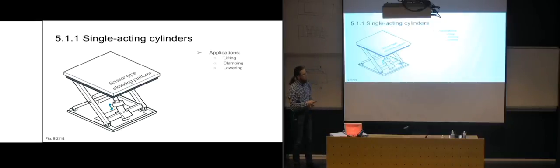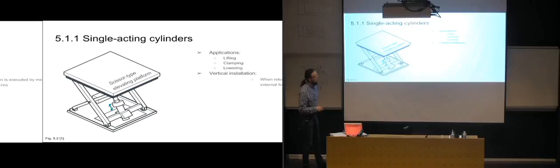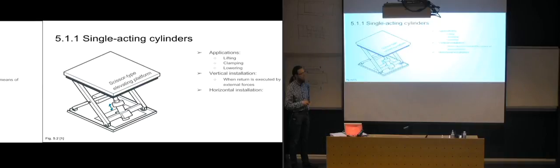And by controlling the flow of fluid out of the cylinder, you are going to let gravity basically just push it down. And if you feel that it's moving too fast, you just restrict the flow from the cylinder and it's going to go slower down. So that's a good way of using it for lowering stuff. Usually you have them vertically installed, and that's when you use gravity to execute the return.